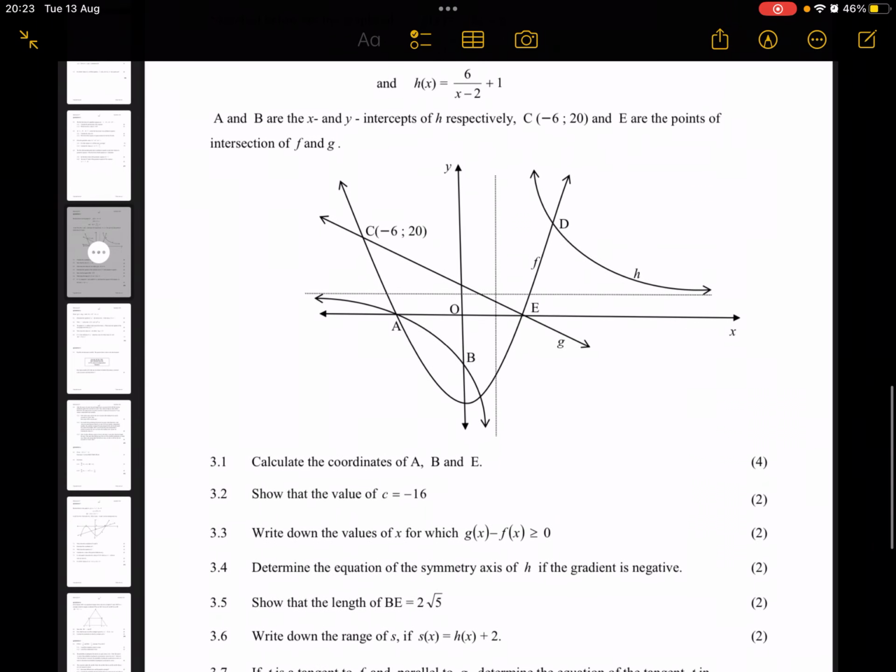Now, they want us to calculate the coordinates of A, B, and E. A is the x-intercept of both the graph of f and the graph of h. B is the y-intercept of the graph of h. Then E is the other x-intercept of the graph of f and the graph of g.